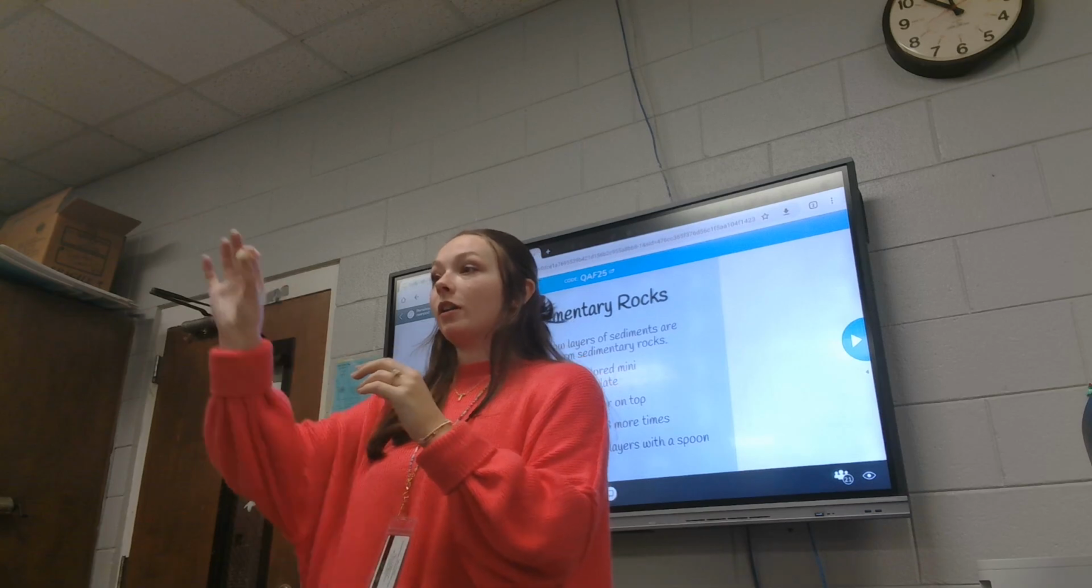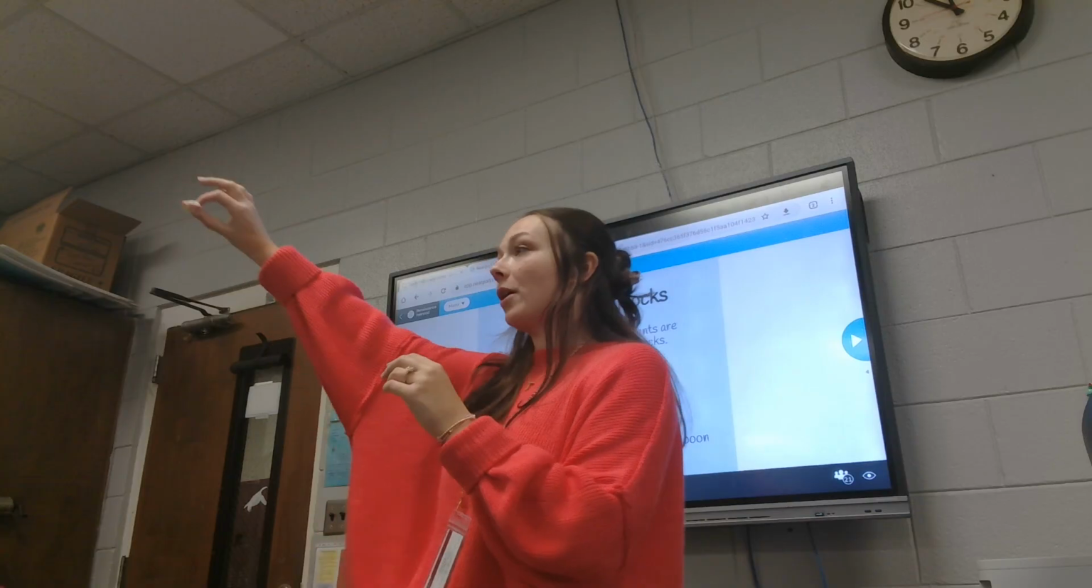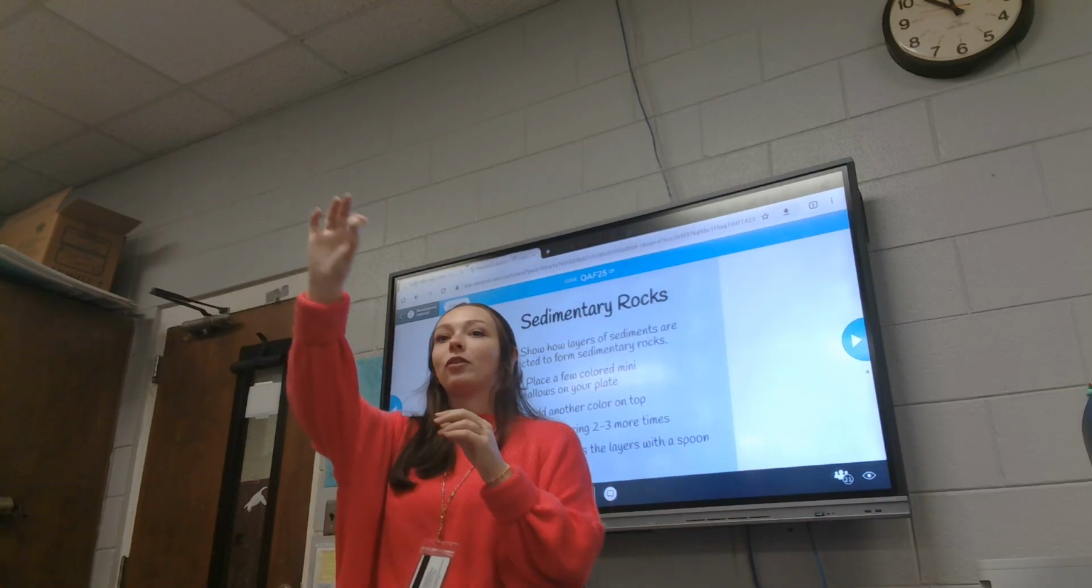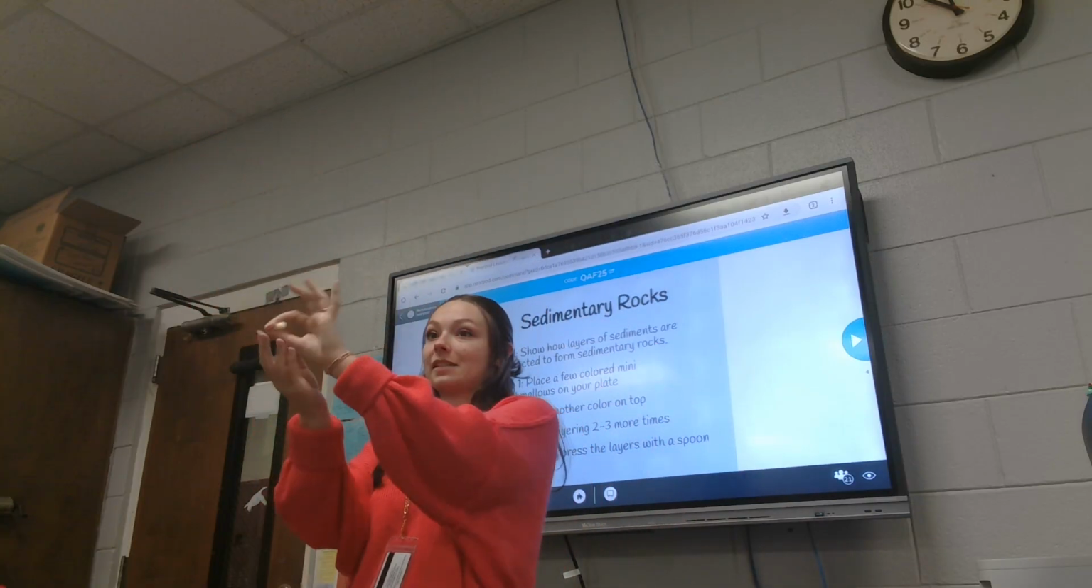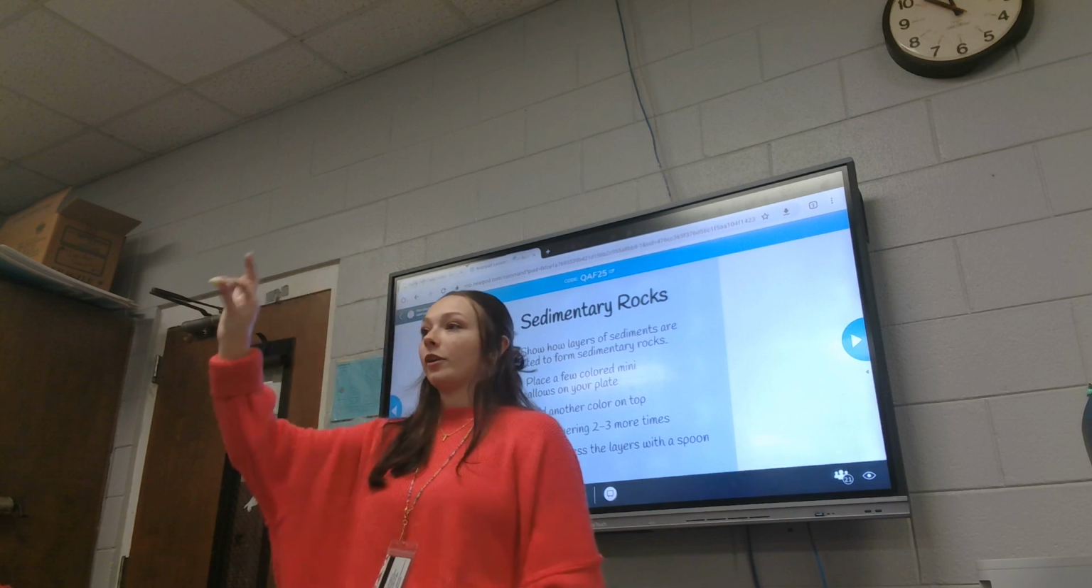So in real life, when a bunch of different things come together, like bones and other little pieces of rock, like gravel, they come together and it kind of looks like this. They just form together and press into a new rock.